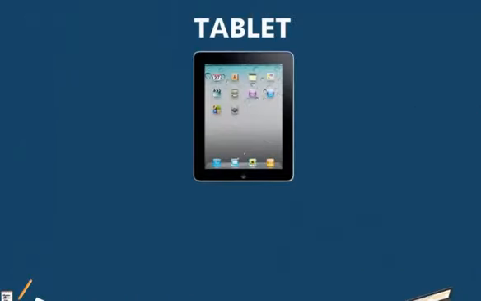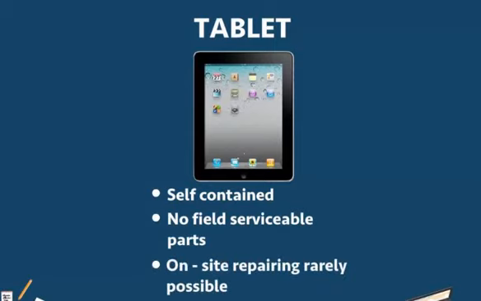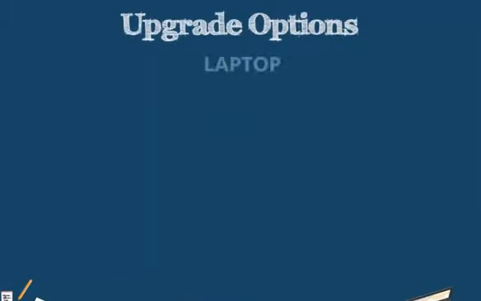In the case of tablets, they are self-contained devices. Tablets do not have any user-serviceable parts. To open up the device, you need to have specialized tools. At times, you may even require a heat gun. Therefore, in cases of tablets, on-site repairing is not always possible. Very often, it is found that you need to take these devices to other places, like back to the manufacturer for repairing.